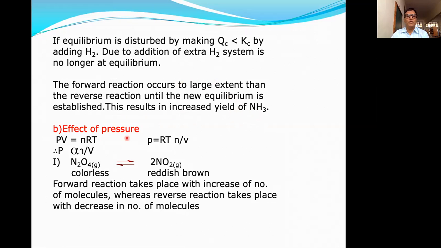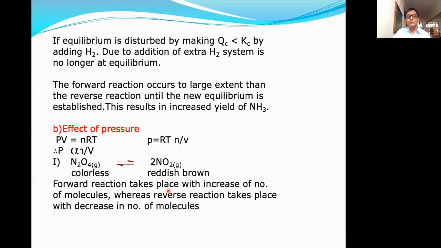The second factor is the effect of pressure. You know the general gas equation is PV equals nRT. So you can write P equals RT times n upon V. Therefore, P is proportional to n upon V. Consider this reaction, N2O4 gas, which is a colorless gas. It gives the product NO2 gas, which is a reddish brown gas. This is a reversible reaction.